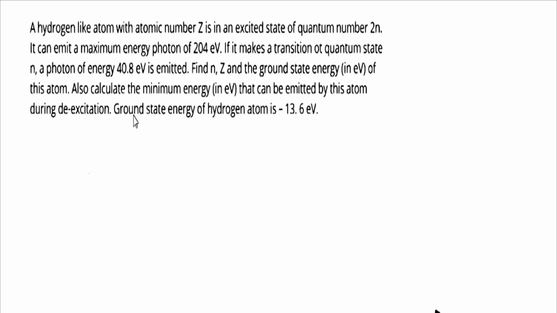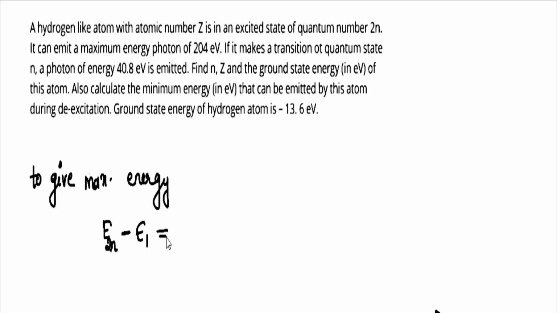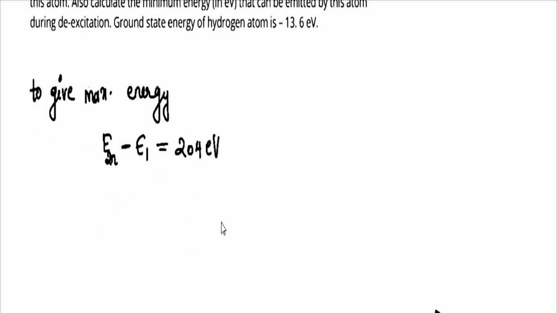Okay, so we can analyze first of all what is given. We are given a hydrogen-like atom with atomic number Z. It is in an excited state, quantum number 2n. So the maximum energy given by that particle is 204. Maximum energy means the transition should be from E2n to the ground state, that is E1, and E2n minus E1 is equal to 204 electron volt. This is the maximum energy.